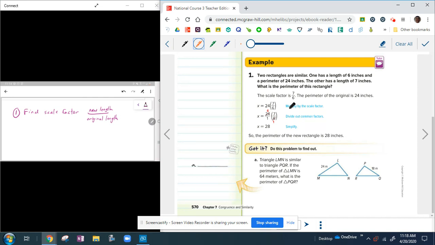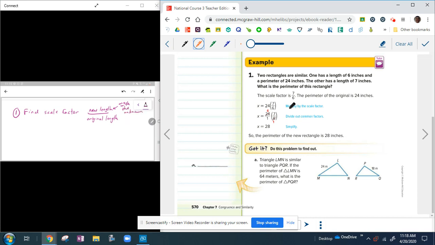And it's not always the bigger over the smaller. I've said that in previous lessons just to keep things consistent, but you're always going to do the new length over the original length to get the scale factor. That's going to be a big step in this. Now, it doesn't really tell you which was the original shape and which was the new shape in this case. So we're always just going to say that the new length, or the image length, the one that we're trying to get to, is going to be the one with the unknown.